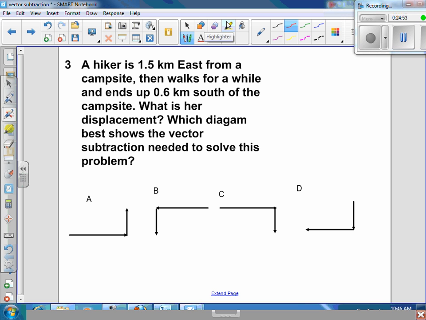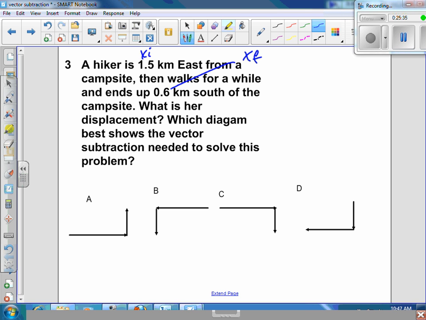So here's my question. A hiker is 1.5 kilometers east from a campsite, then walks for a while and ends up 0.6 kilometers south of the campsite. What is her displacement? Which diagram best shows vector subtraction needed to solve this problem? So east, is that the initial or is that the final position? Which one's the initial? The 1.5 or the 0.6? The 1.5. Good. This one is the initial. This one is the final. Which one do I have to flip?